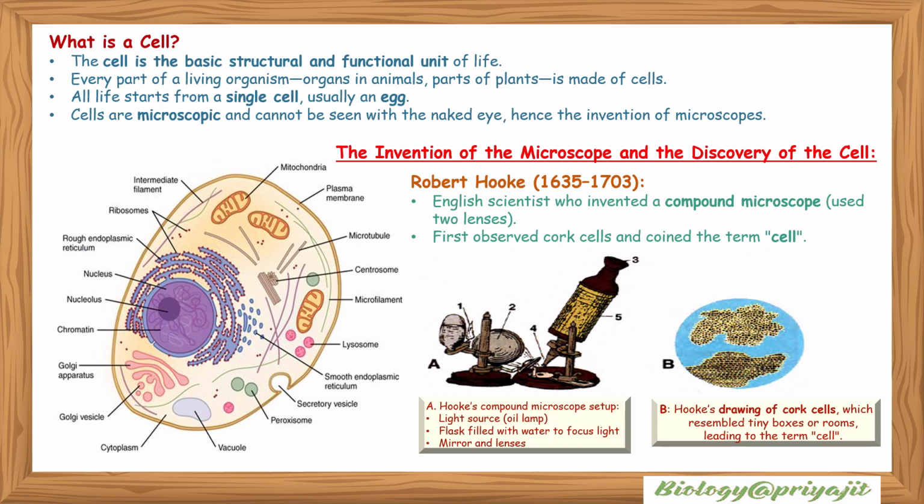This is the Hooke's compound microscope setup. It is the light source. Oil lamp is there. Flask filled with water to focus light. There is a mirror and lenses. This is Hooke's drawing of cork cells, which resembled tiny boxes or rooms, leading to the term cell. Hooke first proposed the word cell.